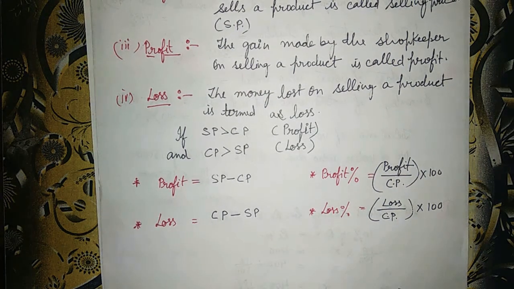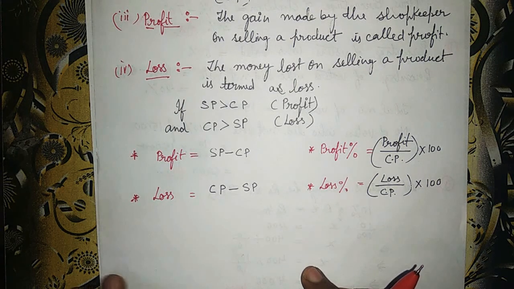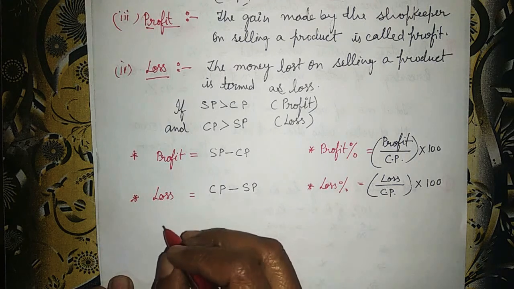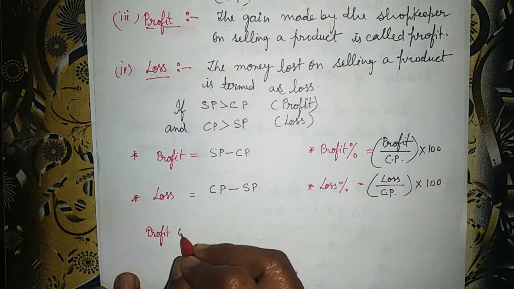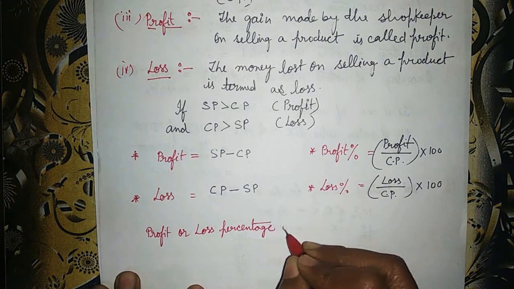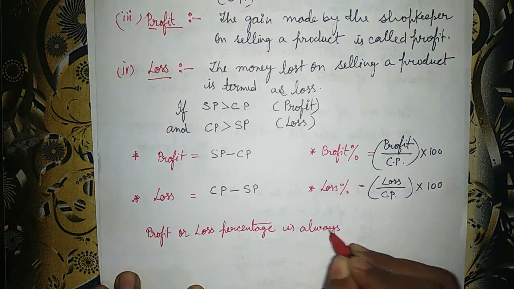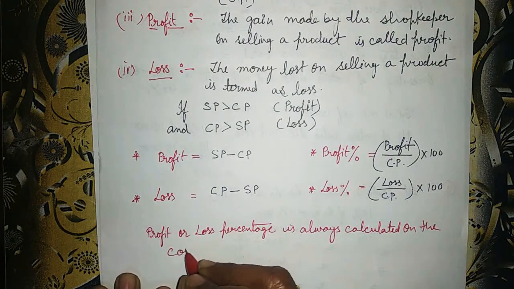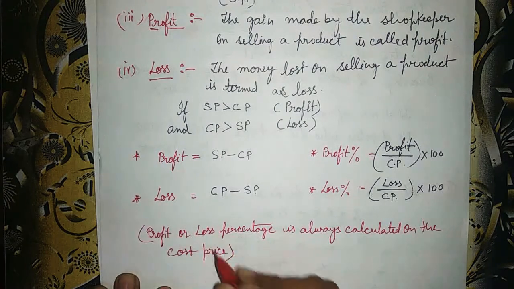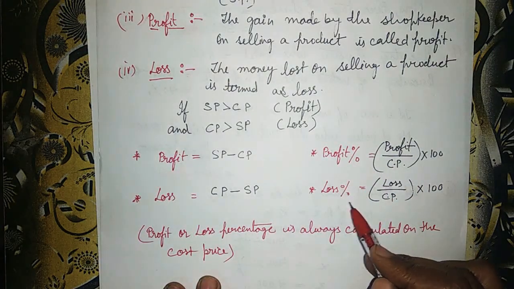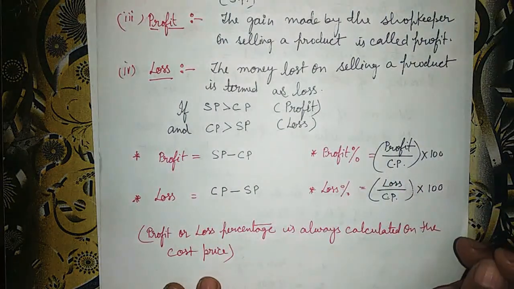One more very important thing I am going to tell you, which you have to keep in your mind. The thing is, we always calculate profit or loss percentage on the cost price. So, profit or loss percentage is always calculated on the cost price. This thing we have to keep in our mind. Here you can see in profit percent and in loss percent, we are calculating both on cost price, on CP.